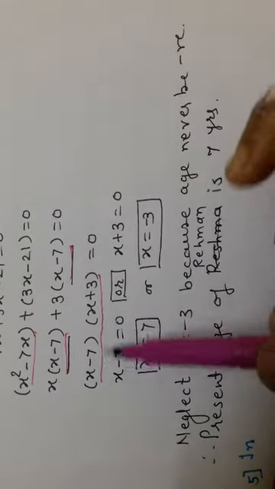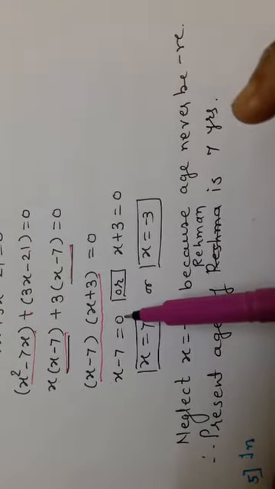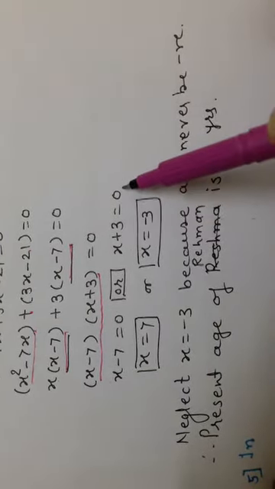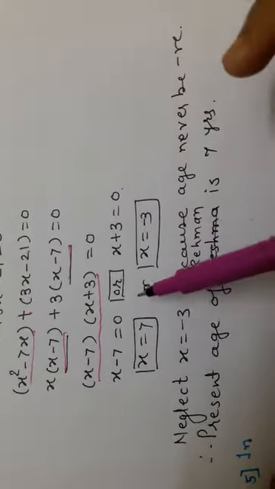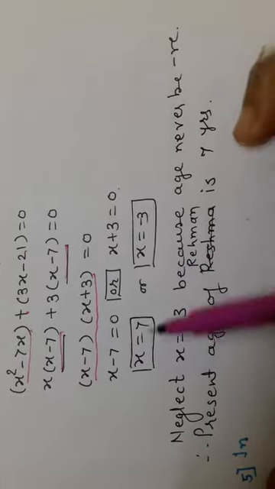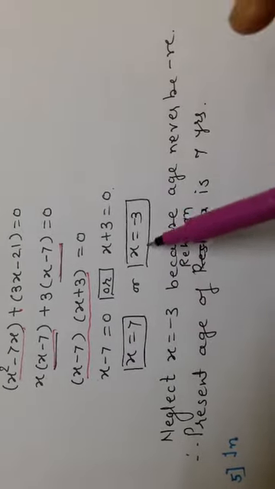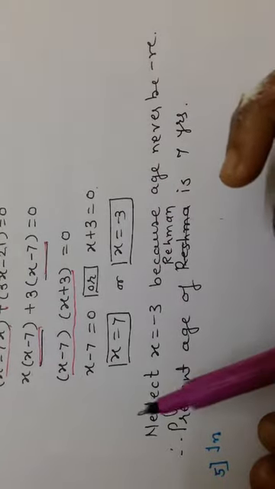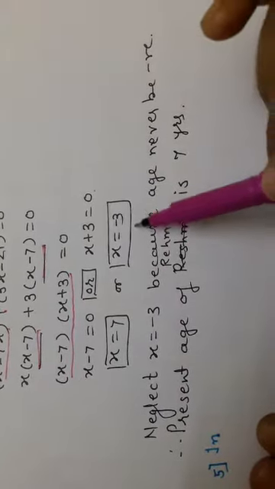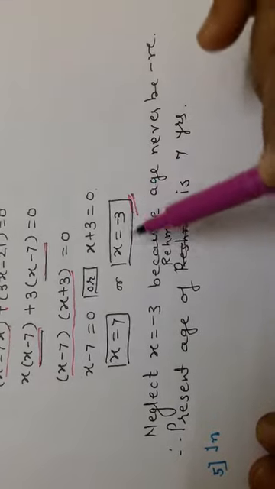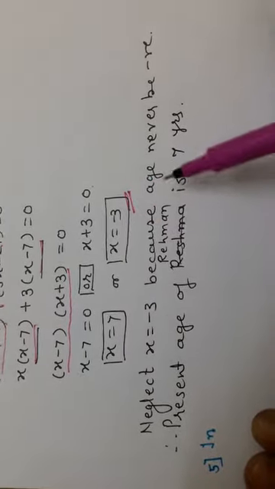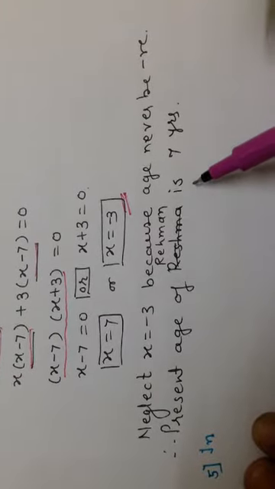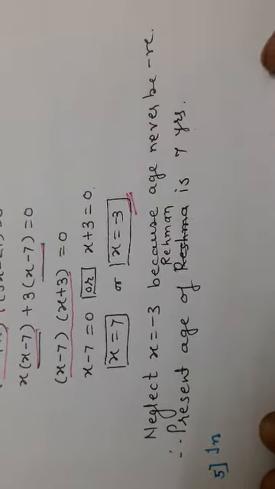Now we will equate these factors to 0. x minus 7 is equal to 0, x plus 3 is equal to 0, because we have to find the roots of the quadratic equation. x is equal to 7 and x is equal to minus 3. But everyone knows very well that age can never be negative. That's why we have to neglect x is equal to minus 3, because age can never be negative. So the present age of Rahman is 7 years.